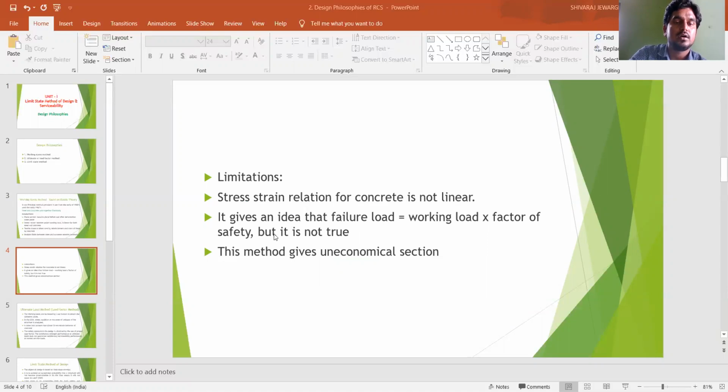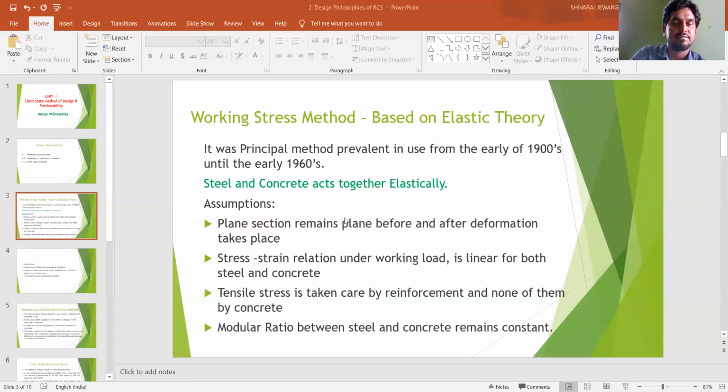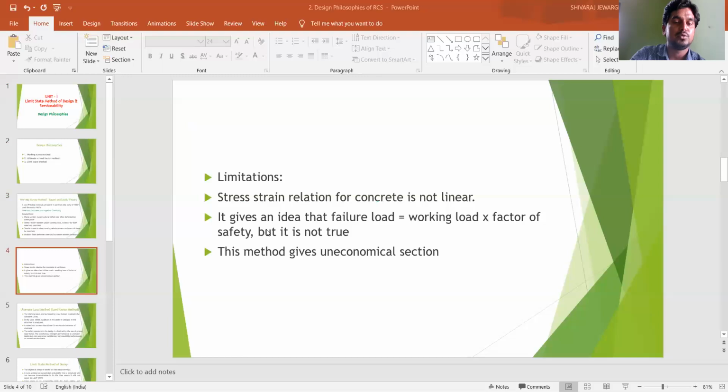Also, in the working stress method, a large factor of safety is considered, up to 3. By doing so, it gives an impression that the failure load is equal to the factor of safety times the working load, but this is not true in reality. This is also one more drawback in the working stress method. And also, adopting this method gives very uneconomical sections. Having all these limitations, this method was eliminated in the year 1960.